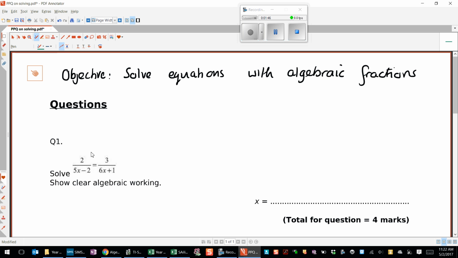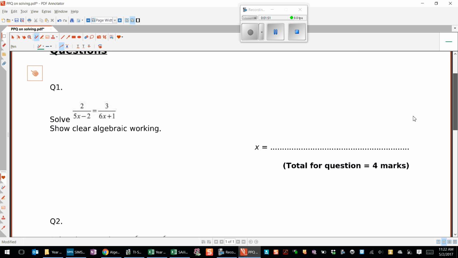So I've got this algebraic fraction here, if you want to write that one in your book. So 2 over 5x minus 2 is equal to 3 over 6x plus 1. Okay? Now, some of you may go, right, cross multiply, right? But I want to give you a different way of thinking about it, because quite often when we just do the shortcut cross multiply, it leaves you with a little bit of uncertainty in some places.